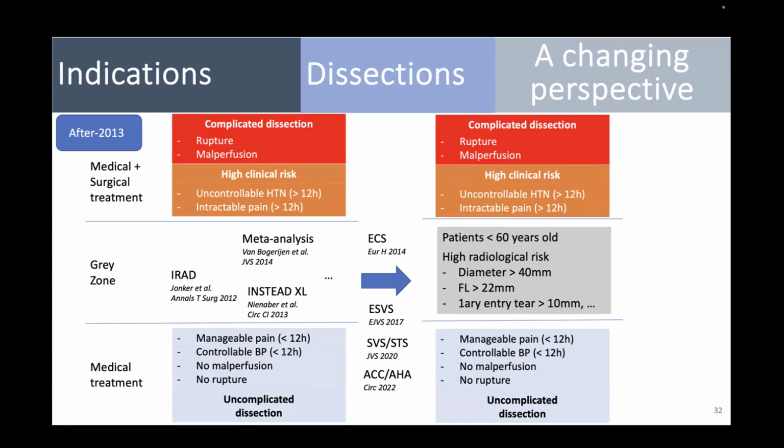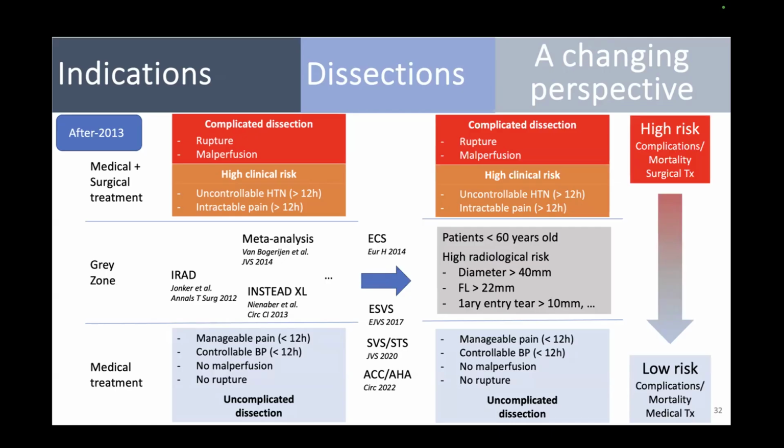And they would advise at that point to think about treatment in young patients, in patients with high radiological risk, like a diameter of more than 40 millimeters, a false lumen of more than 22 millimeters, a primary entry tear of more than 10 millimeters. And these were all found, as we would see, in different kinds of studies. But the treatment with TEVAR or surgical treatment of the type B dissection came more about the high risk versus low risk of complications, mortality, and degeneration over time at that point in time.